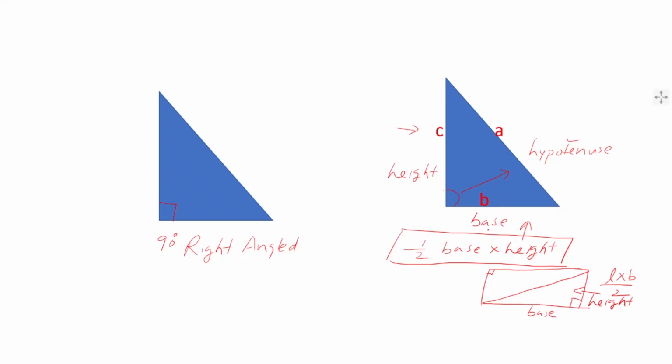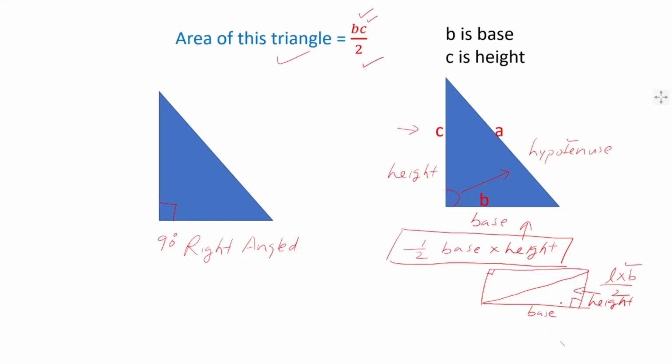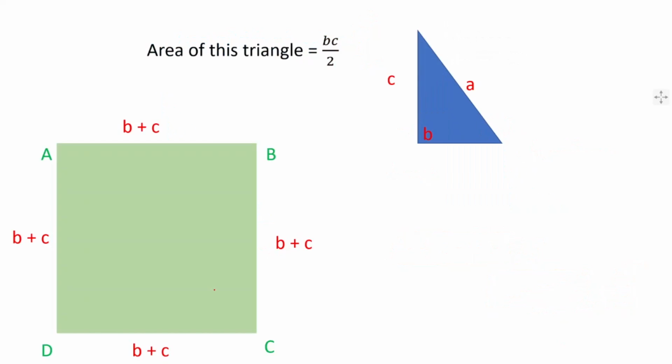So the area of this triangle, which is shown here, can be written as B into C upon 2, where B is base and C is height. Please keep this in mind very clearly. And we have named hypotenuse as A, base as B, height as C.